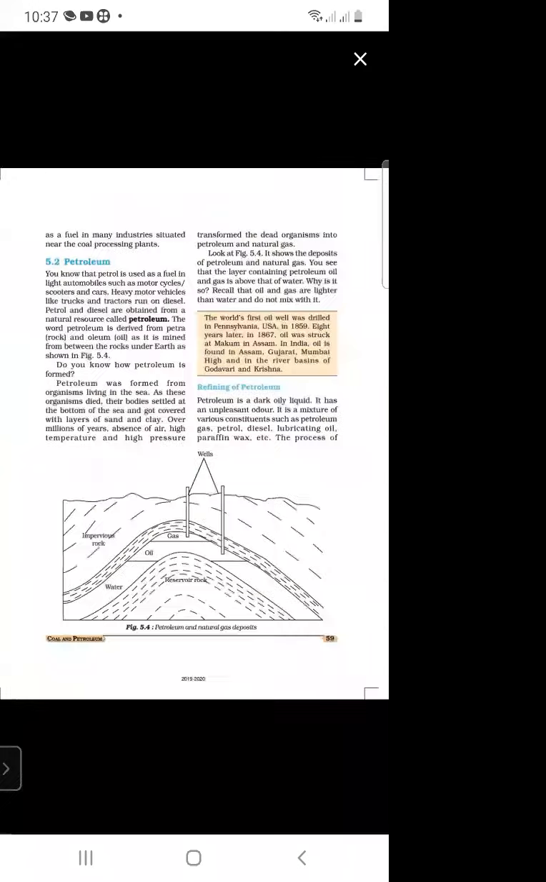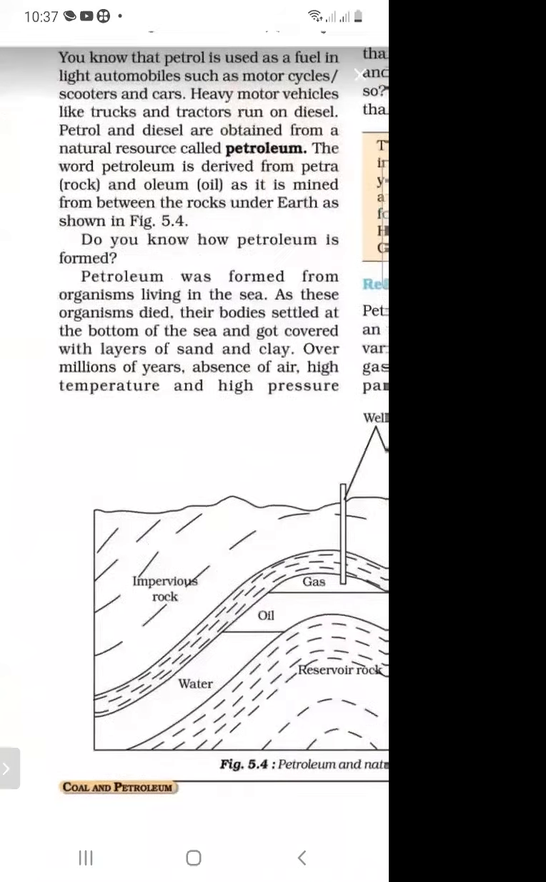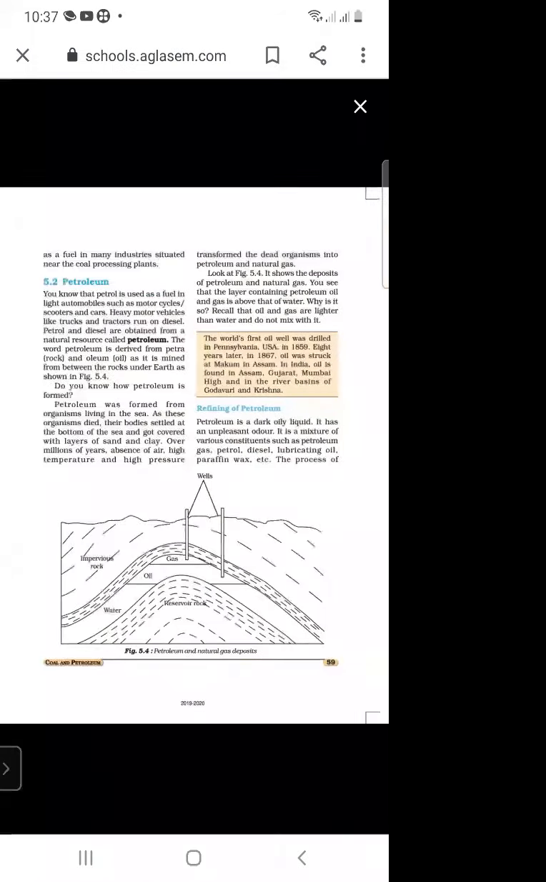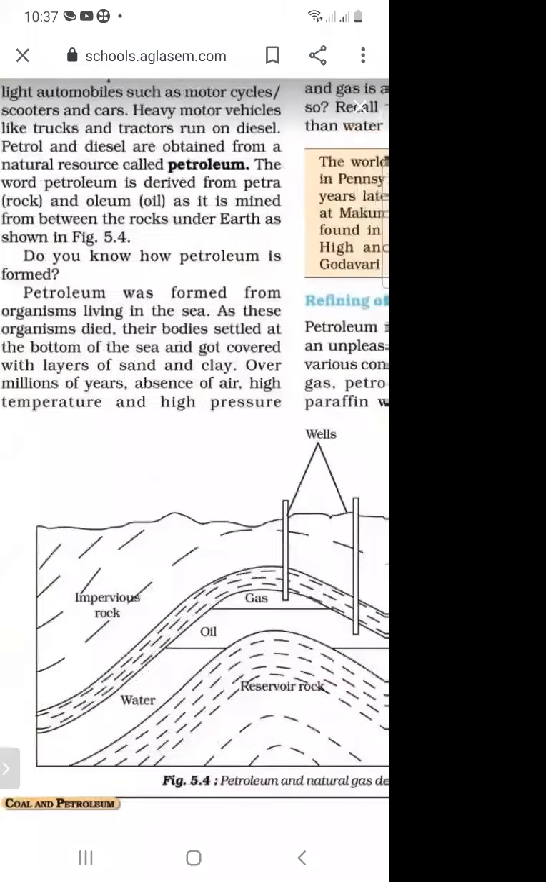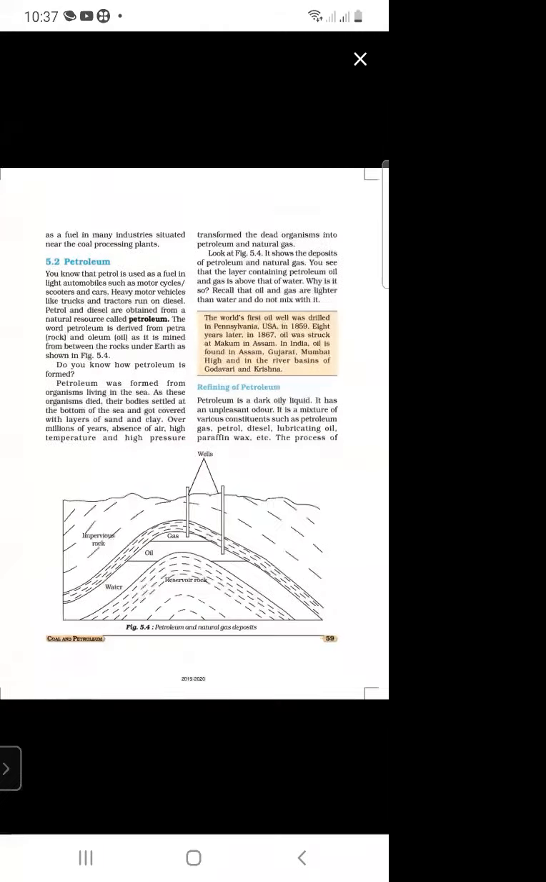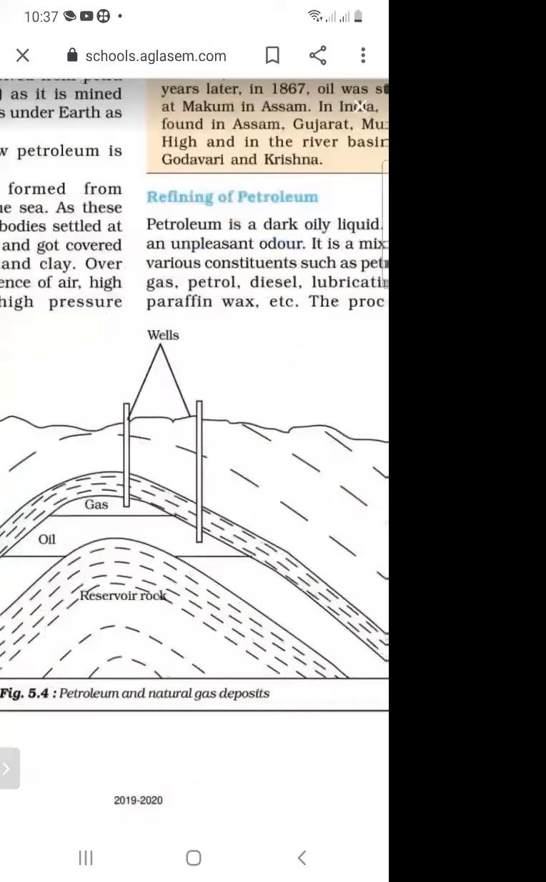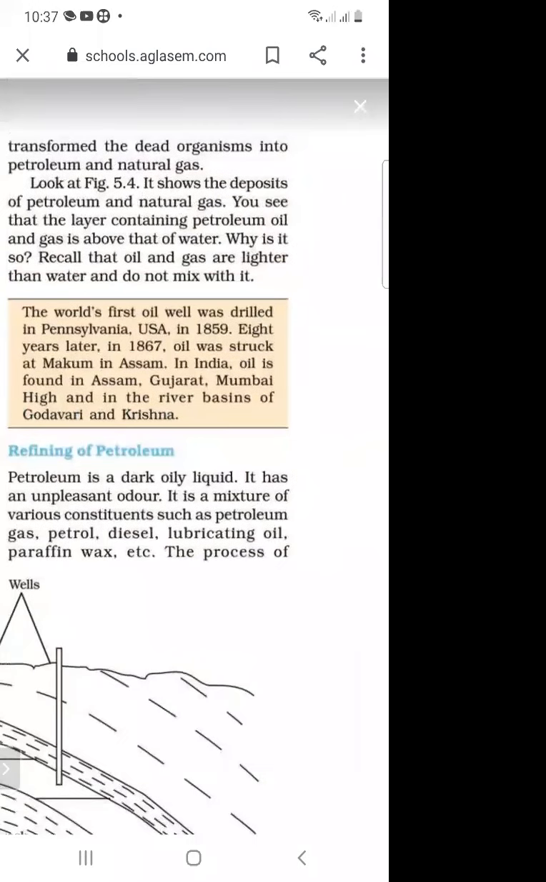So how is petroleum formed? Petroleum is formed from the living organisms present in the sea. When these organisms died, they settled down at the bottom of the sea and were covered with layers of sand and clay. Over millions of years, in the absence of air, under high temperature and high pressure, these dead organisms are converted into petroleum and natural gas.